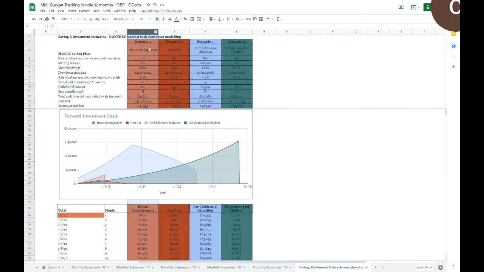So in the house down payment scenario, I've got a 7% rate of return assumed, because this is clearly money you're going to need in a few years. This is modelled to be a 3-year saving period from today.